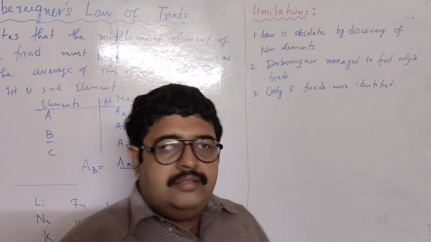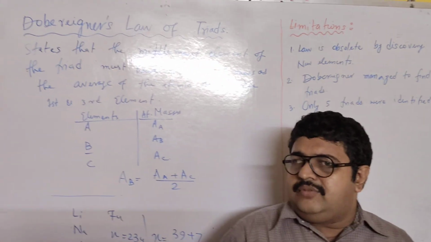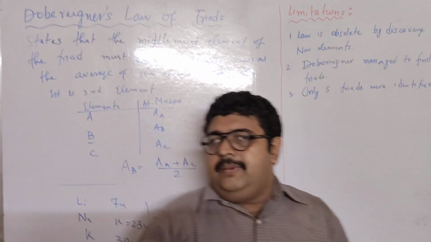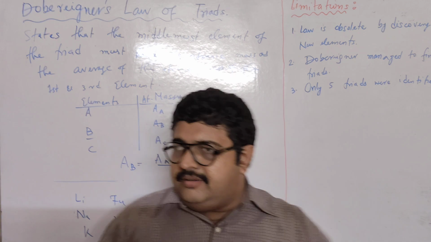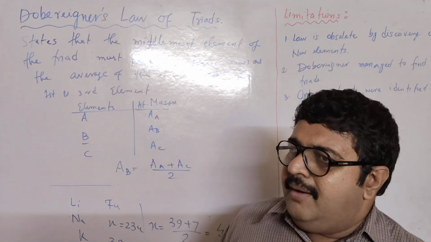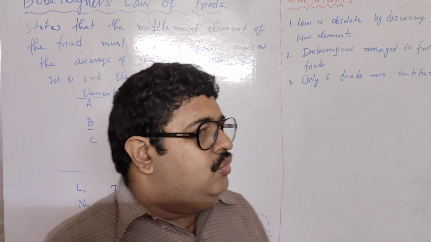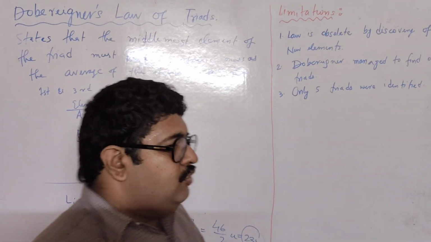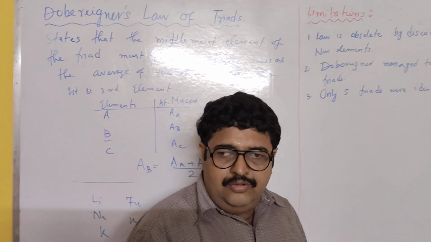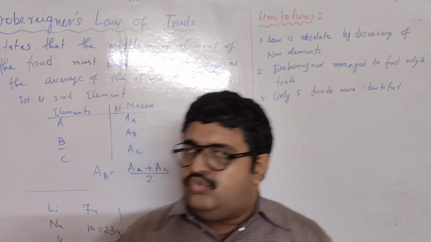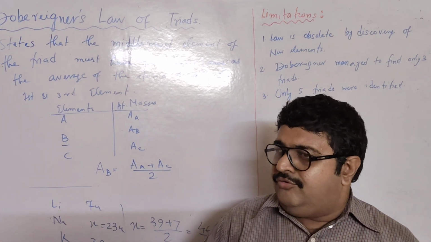Again, the properties of the new elements that were discovered, how they can be placed or how they can be correlated, these things couldn't be known by Döbereiner's law. So naturally, a search for some new theories went into the process, and Döbereiner's law was finally condemned. So this was about Döbereiner's law of triads.